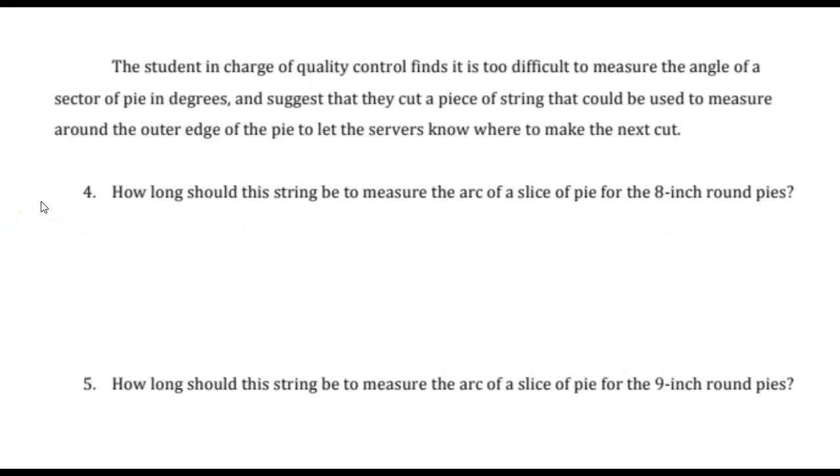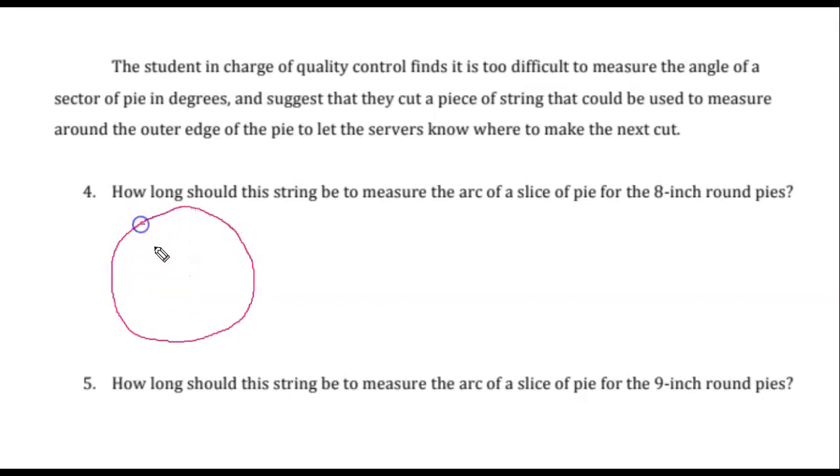The student in charge of quality control finds it's too difficult to measure the angle of a sector of a pie in degrees, and suggests that they cut out a piece of string that could be used to measure around the outer edge of the pie to let the servers know where to make the next cut. How long should this string be to measure the arc of a slice of pie for the 8-inch round pies? So we want to take the whole 8-inch circle and we want to divide it into 5 equal pieces.